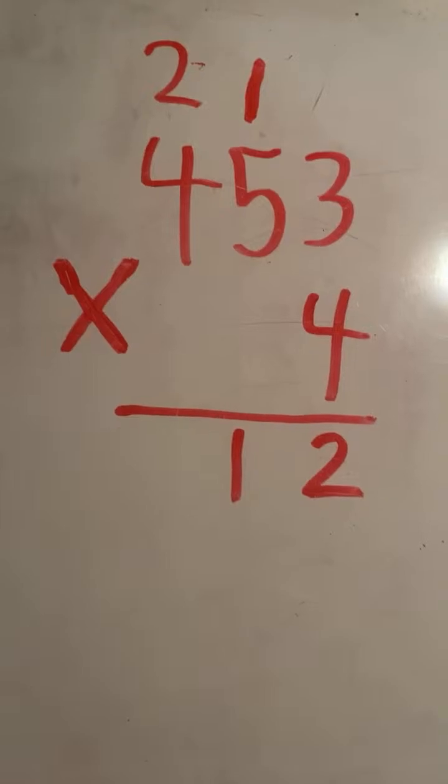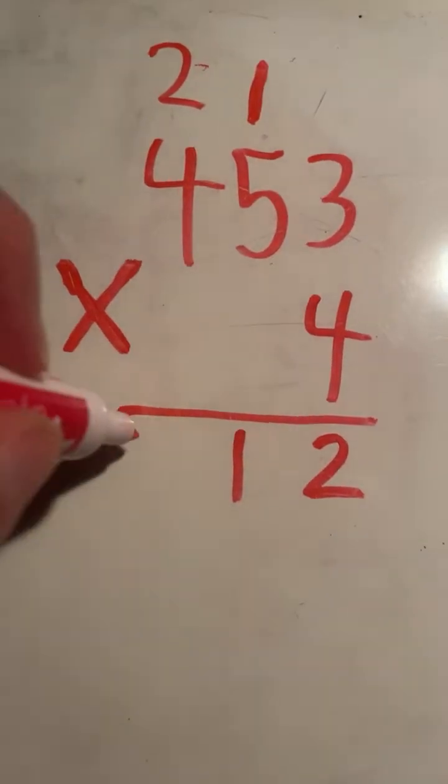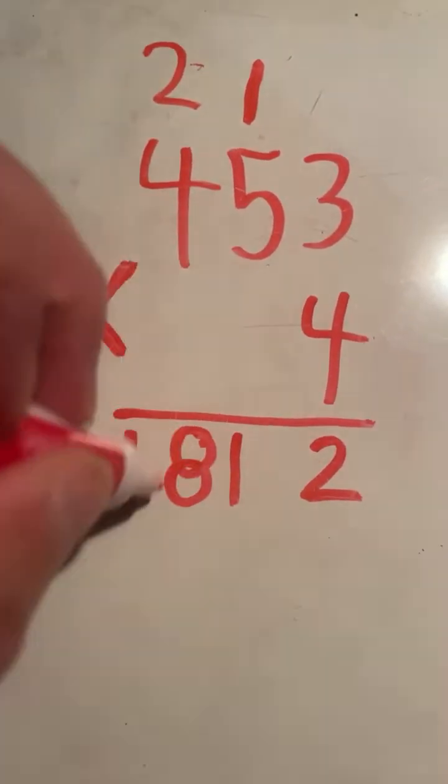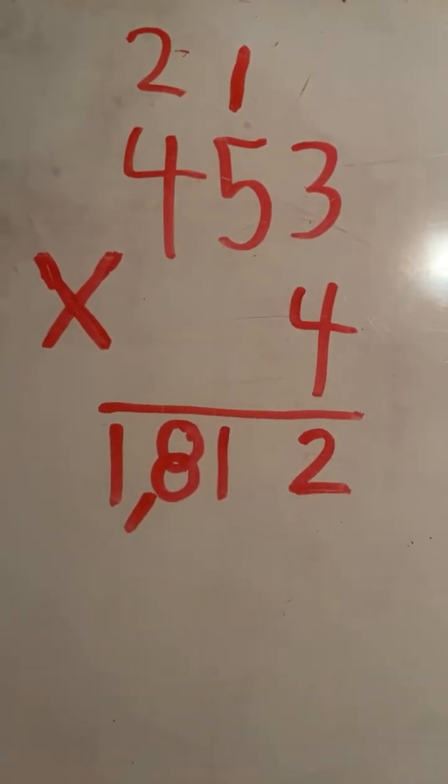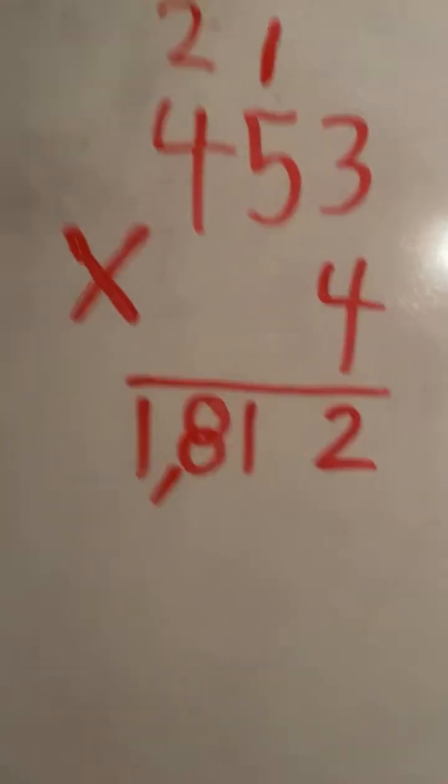4 times 4 equals 16. Plus 2 equals 18. And we have our final answer. 453 times 4 equals 1,812.